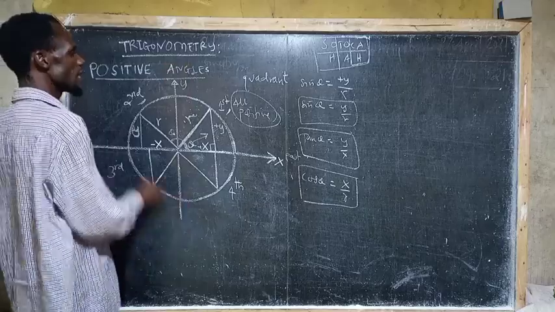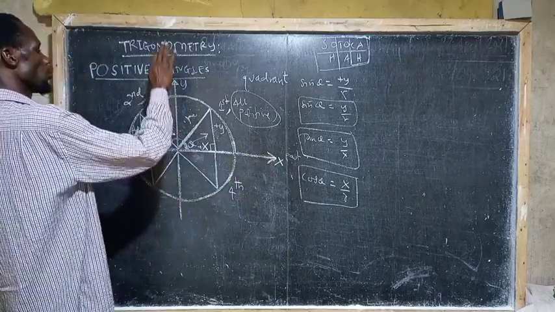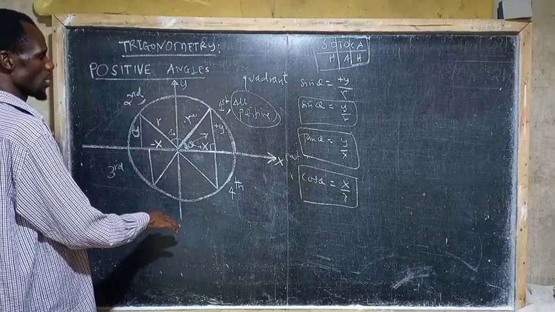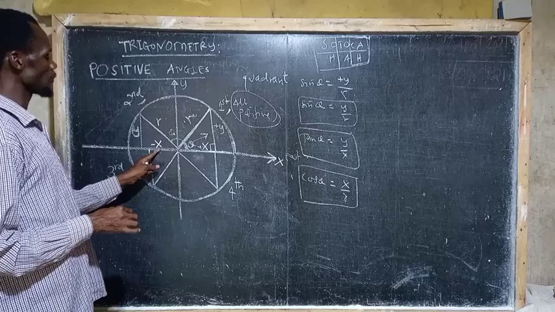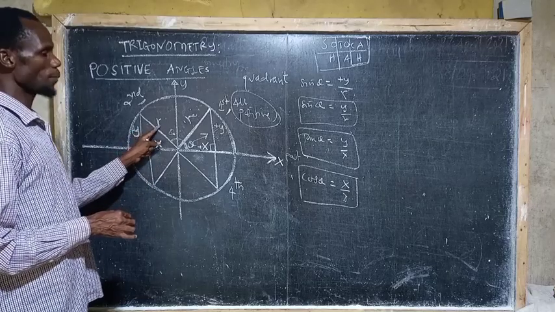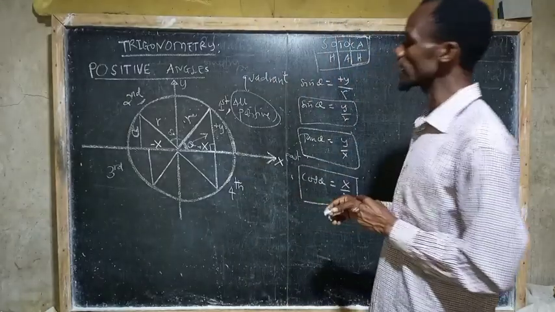Kwa sababu, this is the xy plane. Kwa upande huu ni negative, upande huu ni positive. Upande huu ni positive, upande huu ni negative. Kwa maana that is very important. Na ndio maana nimeandika hii hapa itakuwa negative x, hapa itakuwa ni positive y, hapa ni r. That is the second quadrant. Maana yake itakuwa ni nini?